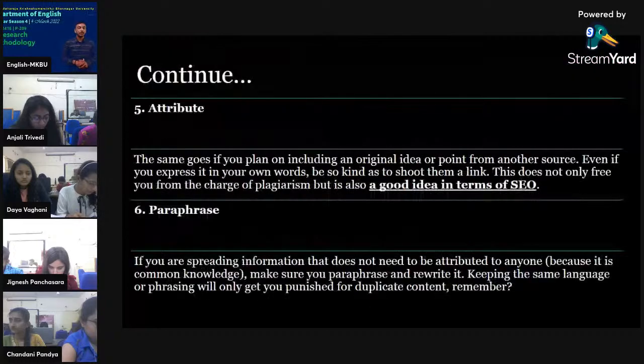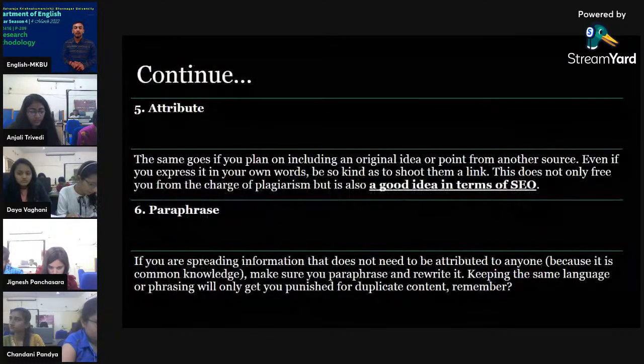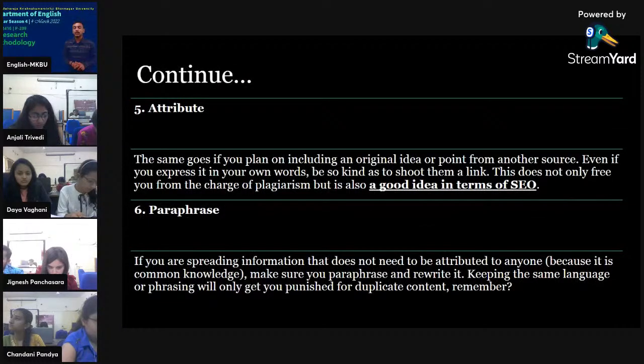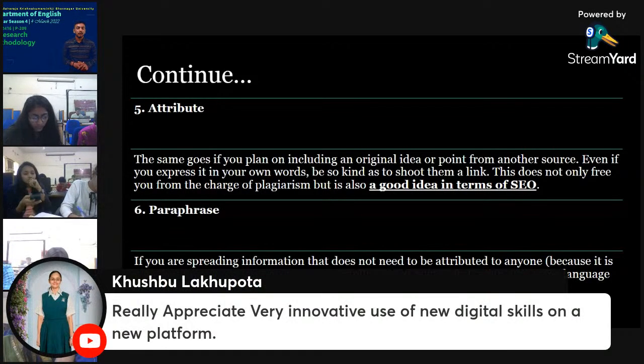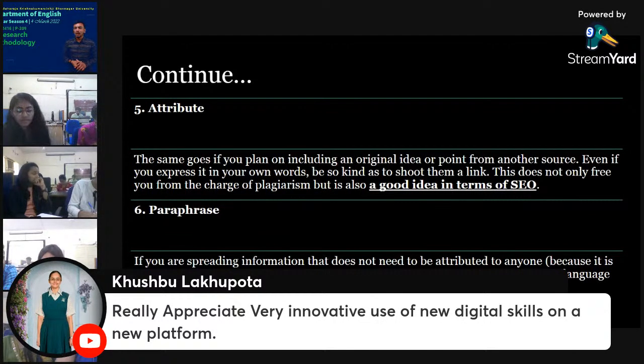And here is the attribution. The same goes if you plan on including an original idea from another source, even if you express it in your own words. Be so kind as to credit it. This not only frees you from the charge of plagiarism, but it's also a good idea in terms of courtesy. So as we know, when we do plagiarism, we cannot give any kind of credit there. We can easily find some source to put in our writing.